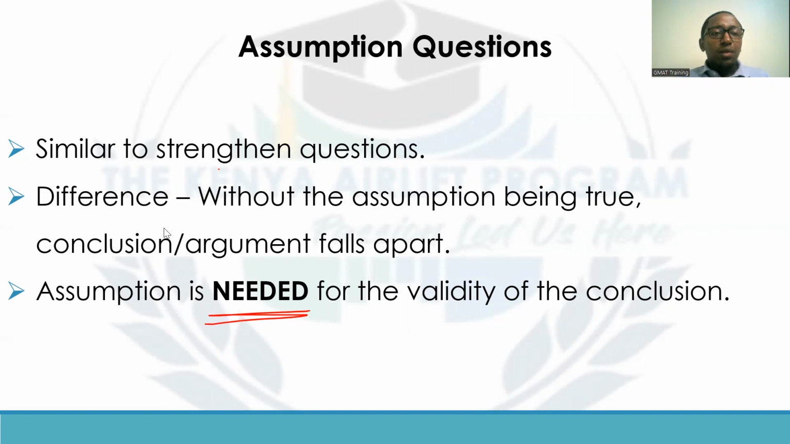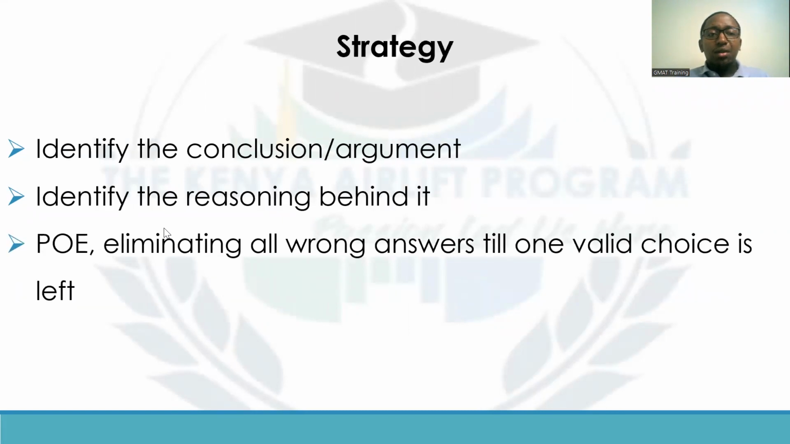So as with all other conclusion questions, the strategy is still the same. You identify the conclusion of the argument, and then you identify the reasoning behind it. So why did the author conclude that way? And then you use process of elimination to eliminate all wrong answers till one valid choice is left.